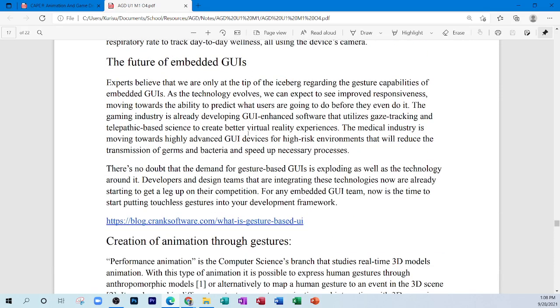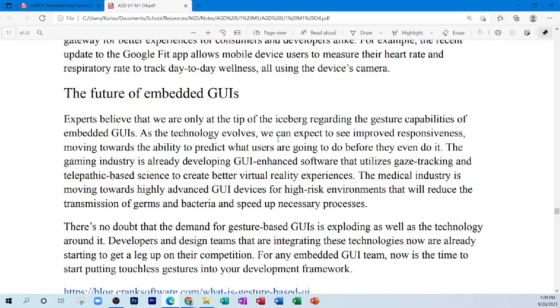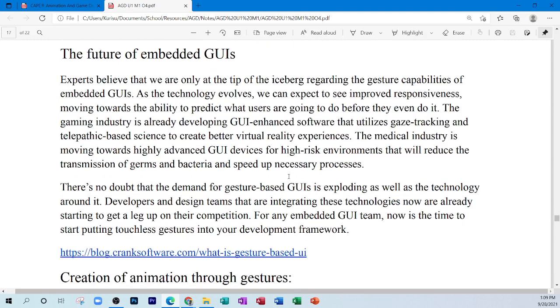Good. So we have the idea of why gesture-based systems are of interest to people today. So, the future of embedded gesture-based UIs. Experts believe that we are only at the tip of the iceberg regarding the gesture capabilities of embedded GUIs. As the technology evolves, we can expect to see improved responsiveness, moving towards the ability to predict what users are going to do before they even do it.